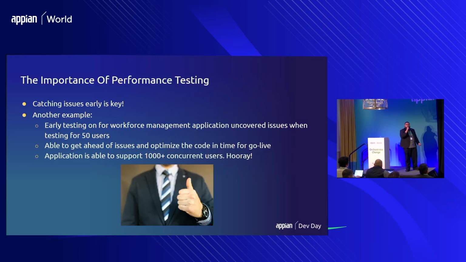A workforce management application was performing poorly when some early performance testing was done. With under 50 users, the app was almost unusable. However, because the testing was done proactively, it was a much easier time to spend optimizing the code and preparing it for go live. As a result, happy ending here, the app was able to go live and support over 1,000 concurrent users.